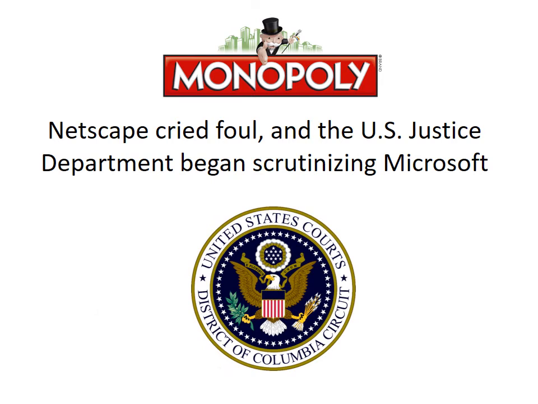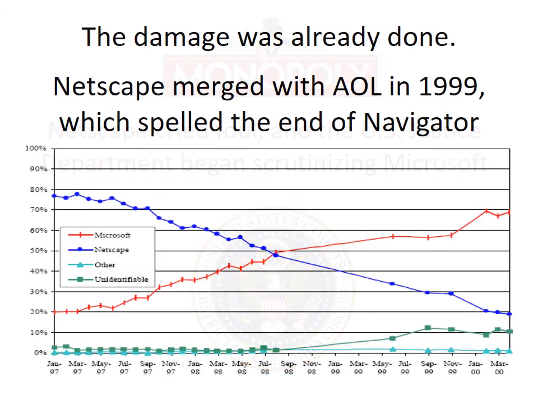That year, Microsoft was taken to court by the U.S. government, who claimed their market practices violated the Sherman Act. The government argued that by bundling their Internet Explorer browser with the Windows operating system, Microsoft was asserting monopolistic power in the market. But the damage was already done.